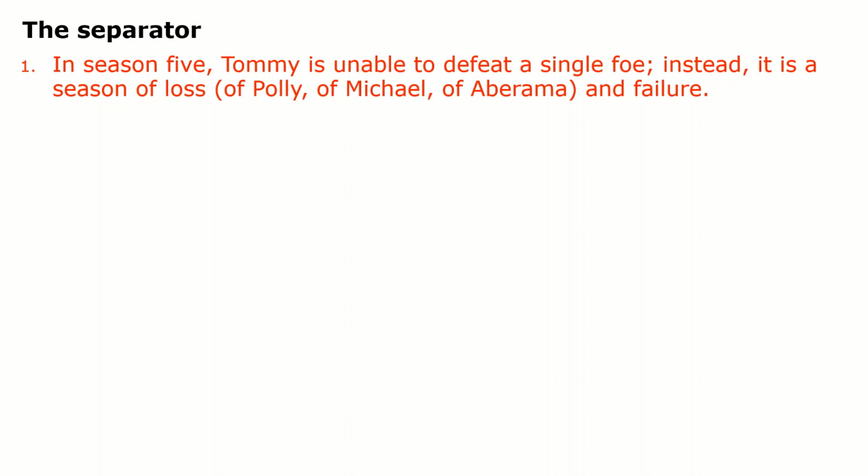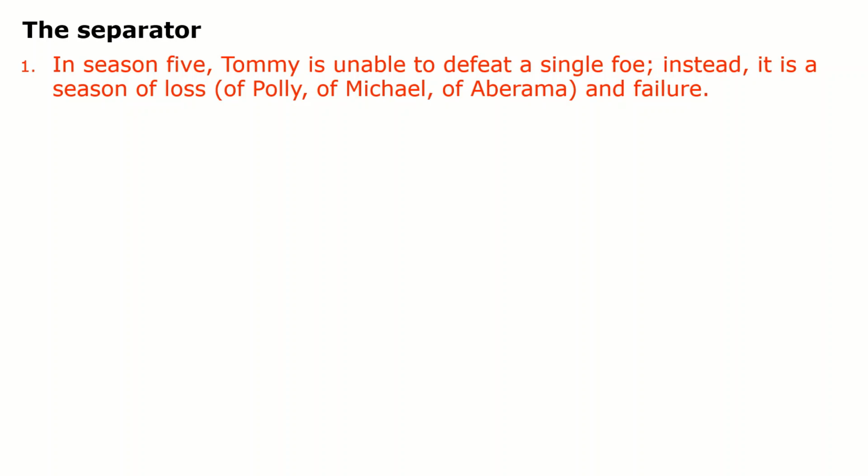In order to illustrate this, I'm going to present some sentences about Season 5 of Peaky Blinders. Number 1. In Season 5, Tommy is unable to defeat a single foe. Instead, it is a season of loss (of Polly, of Michael, of Aberama) and failure. This is a grammatical sentence with appropriate punctuation.